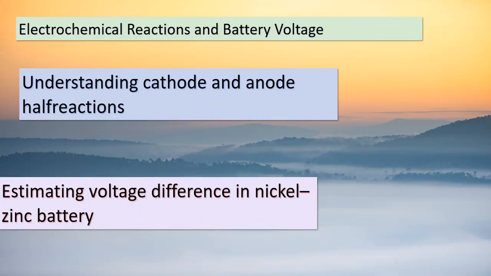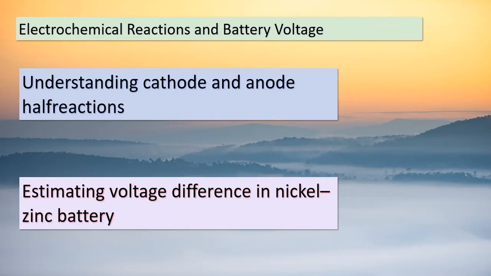Hello, dear students. Today, we're embarking on a journey through electrochemical reactions and the fascinating realm of batteries. Our exploration begins with understanding cathode and anode half reactions. The cathode half reaction involves reduction, while the anode half reaction involves oxidation. Now, let's dive into your questions.